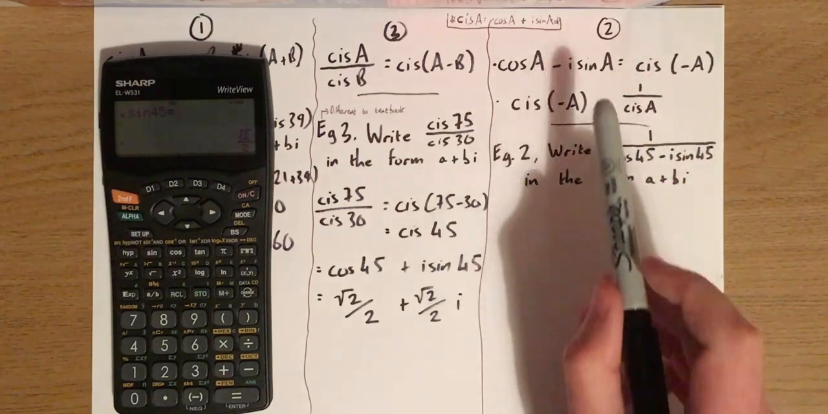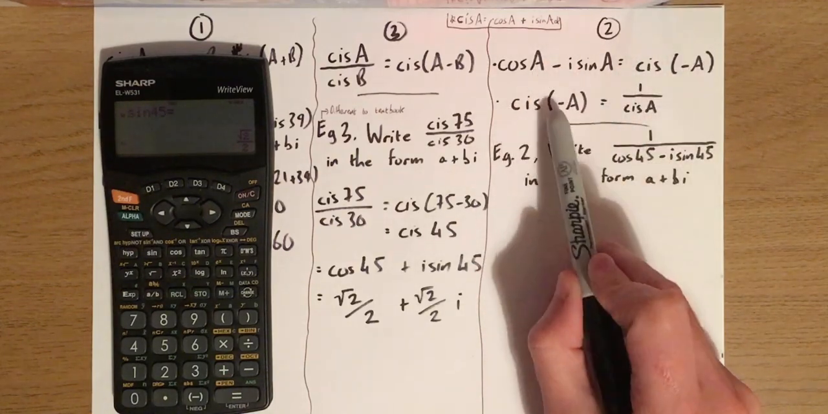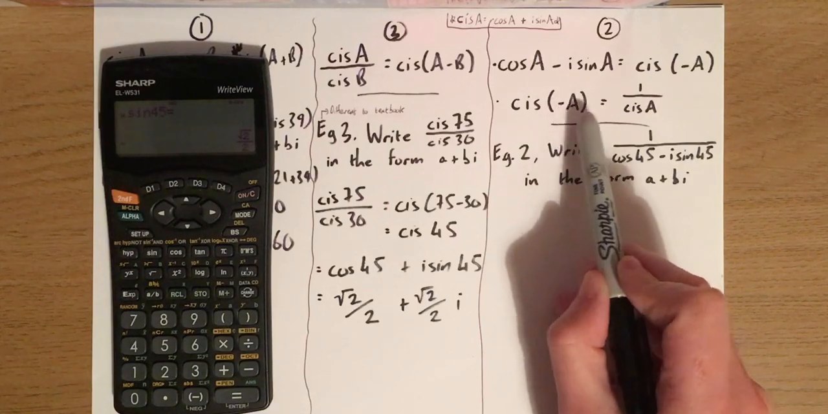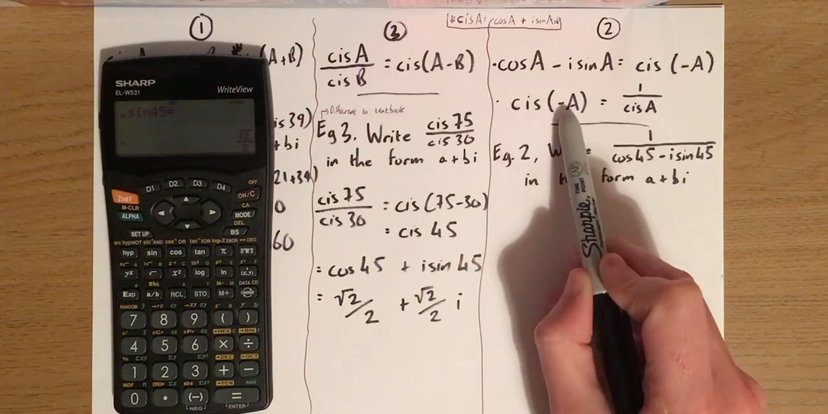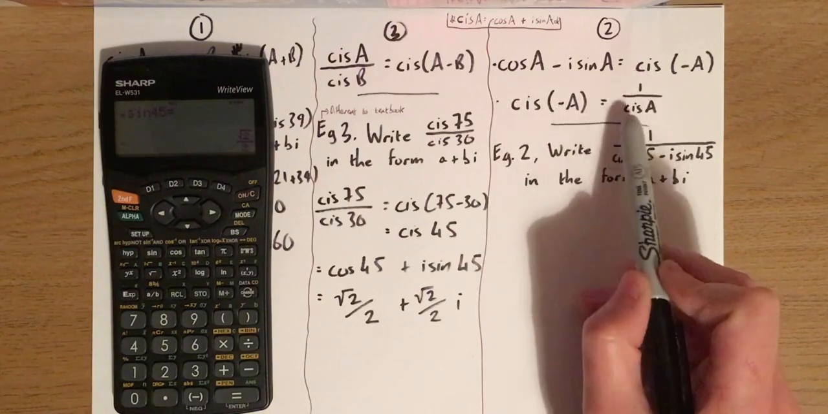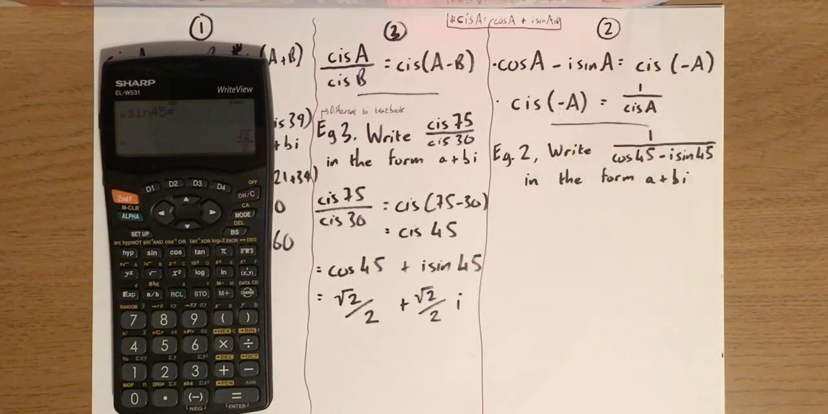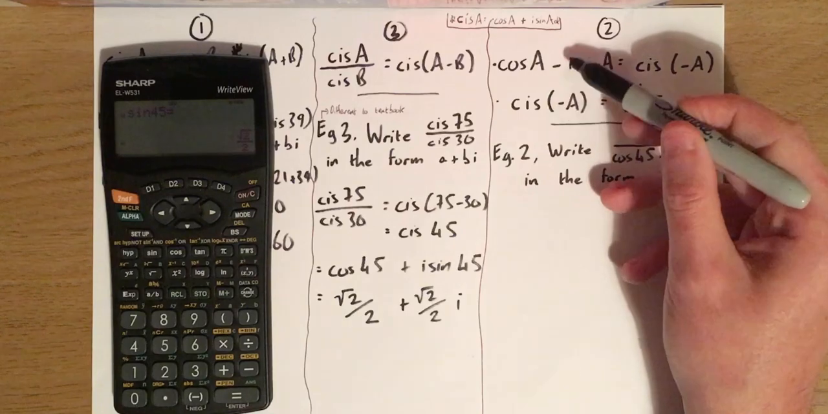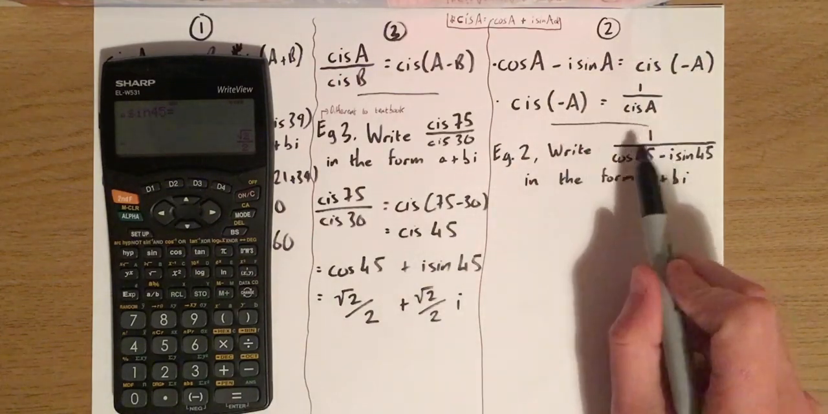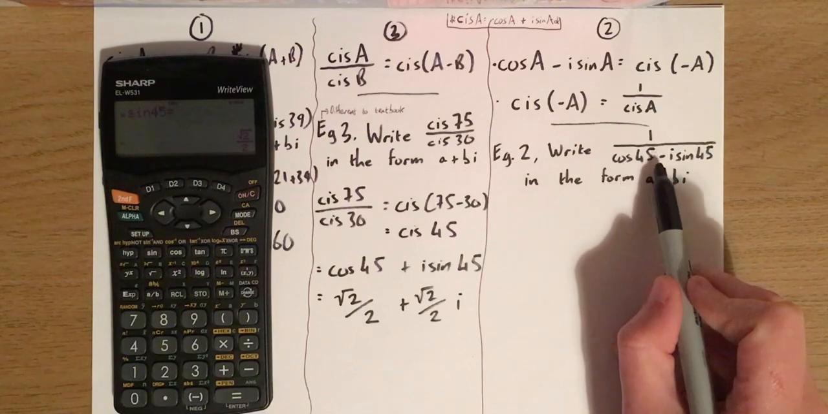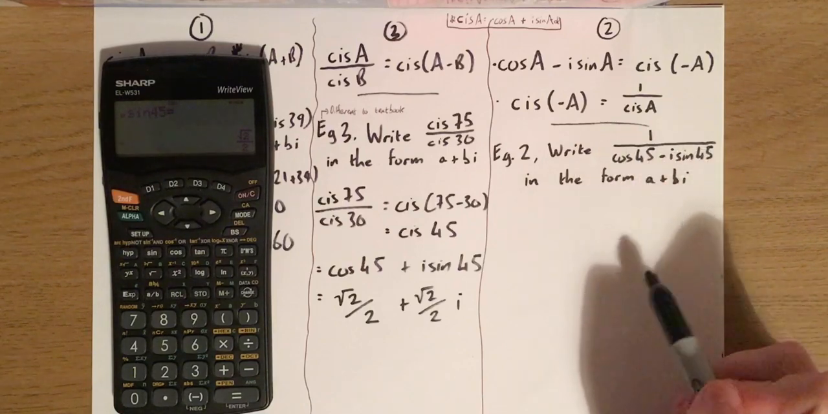The other part of this one is the cis of minus A is equal to 1 over the cis of A. So the cis of the negative angle is equal to 1 over the cis of that angle as a positive. So I'm doing the example from the book here again. I think this one applies both parts of property 2. So write 1 over cos 45 minus i sine 45 in the form a plus bi.